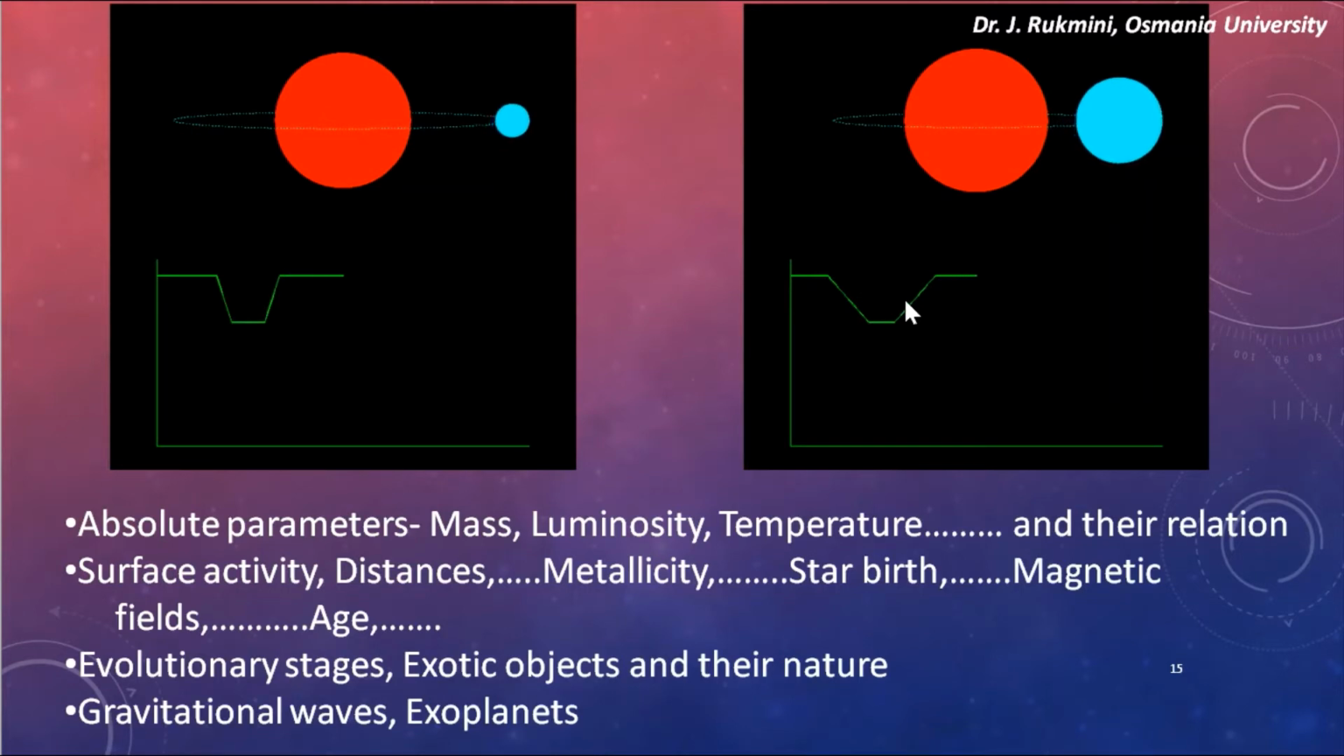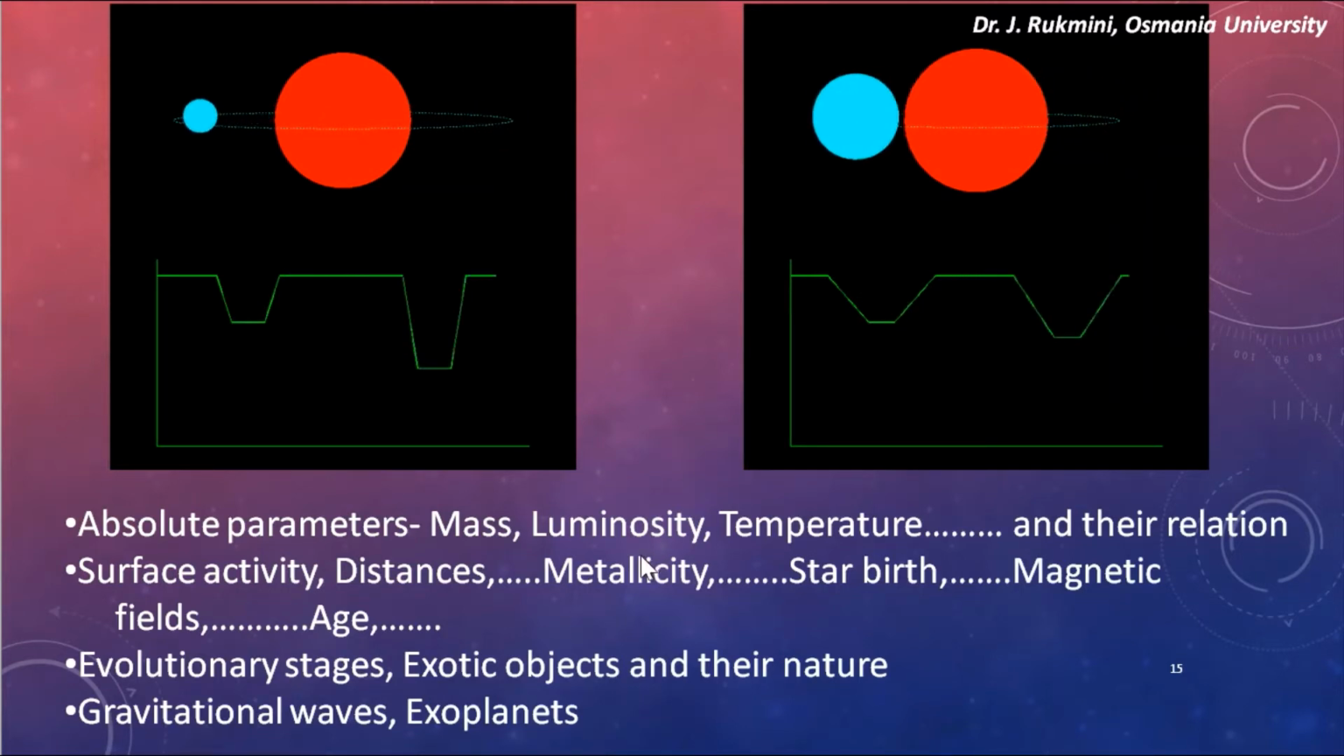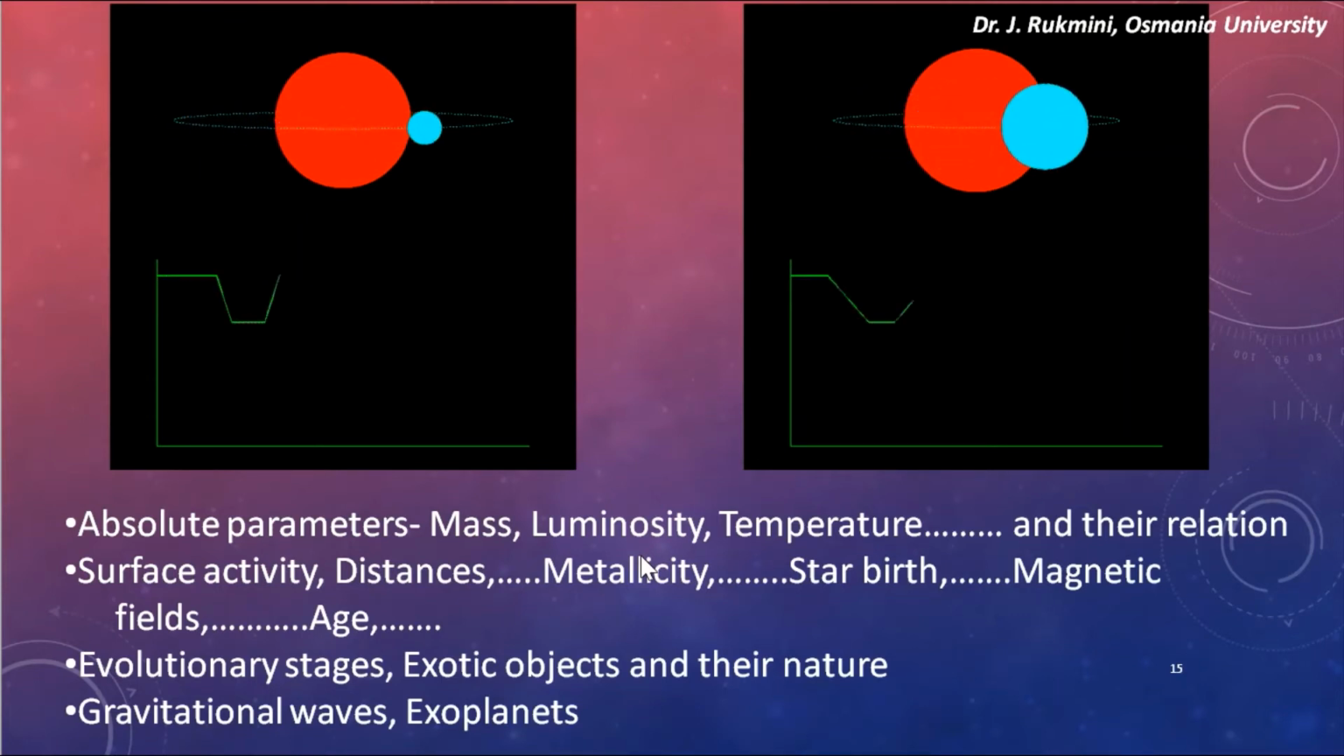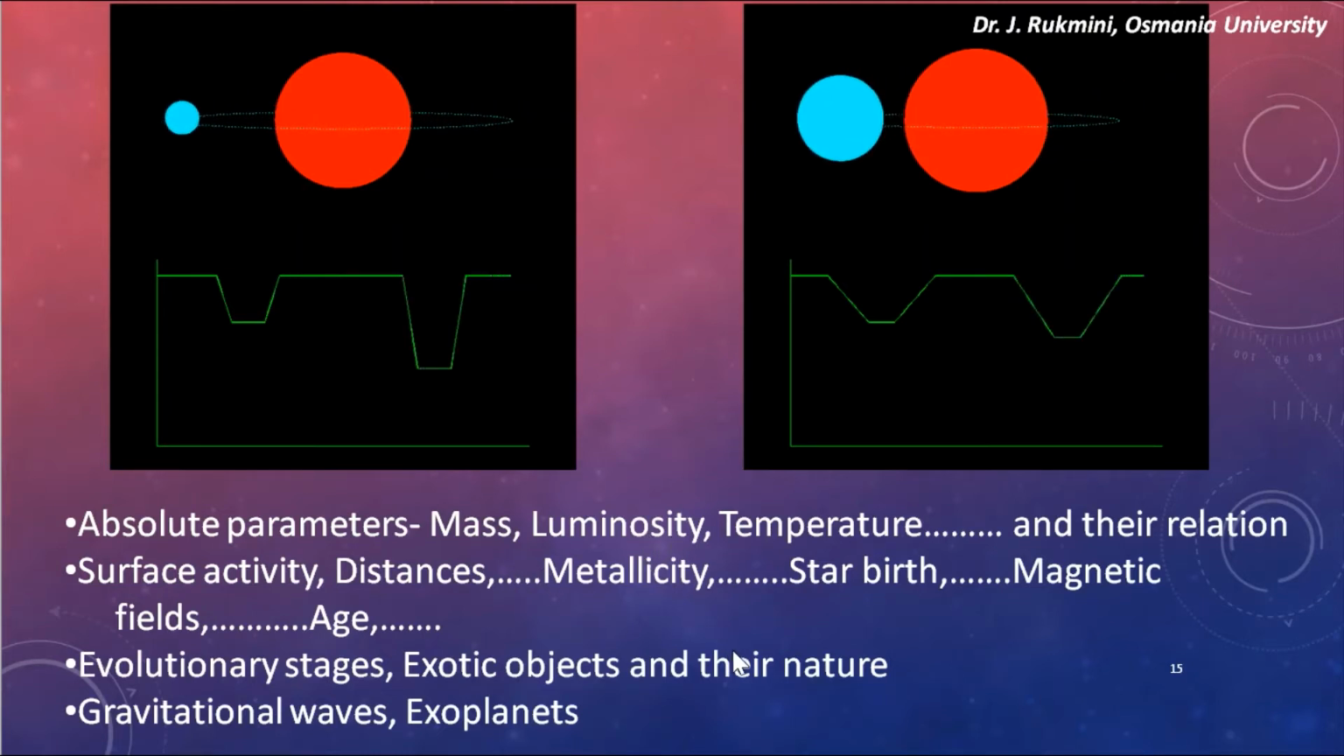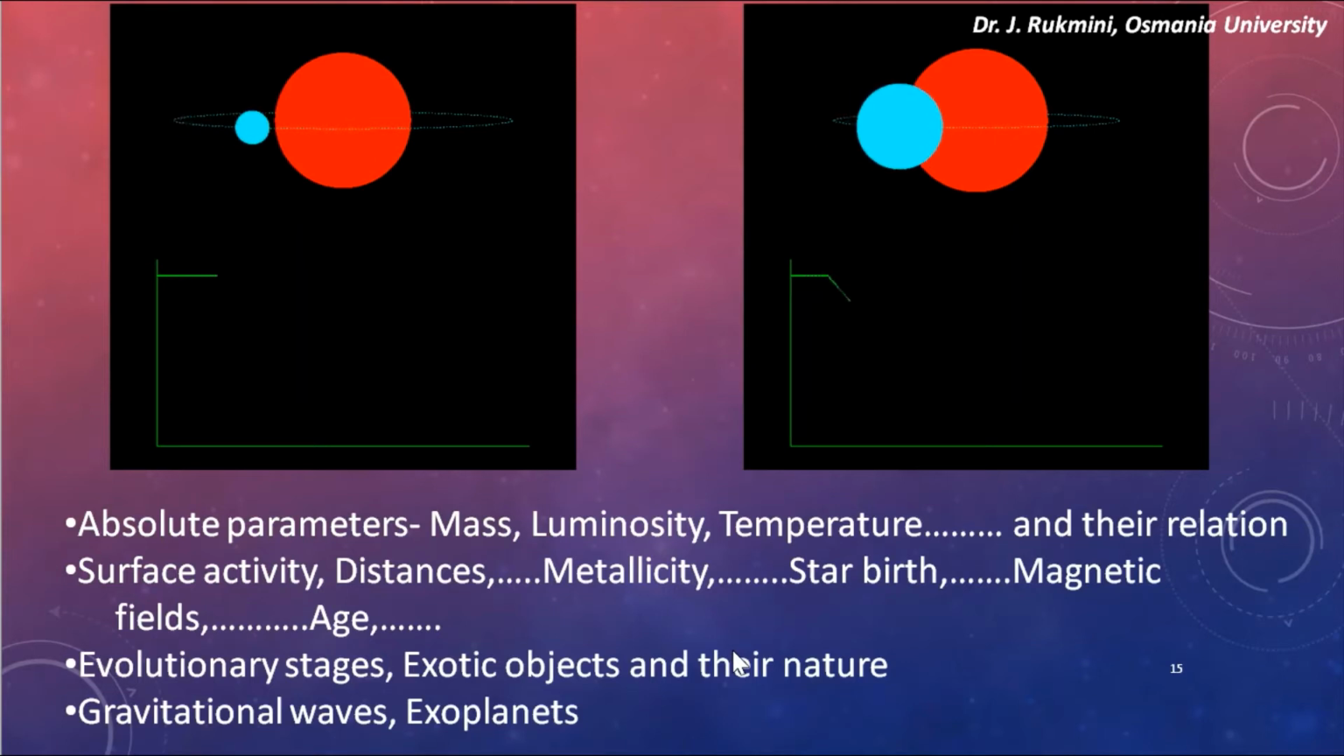So many other parameters like surface activity, metallicity, magnetic fields can be derived from the light curves, and subsequently these may also help in deriving the distances, metallicity, evolutionary stages, or even the existence of exoplanets from the light curve studies.